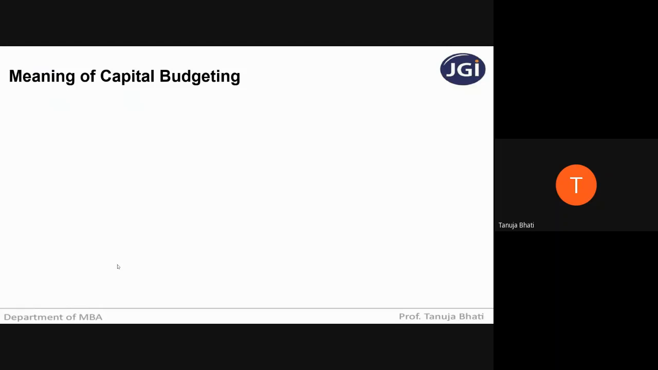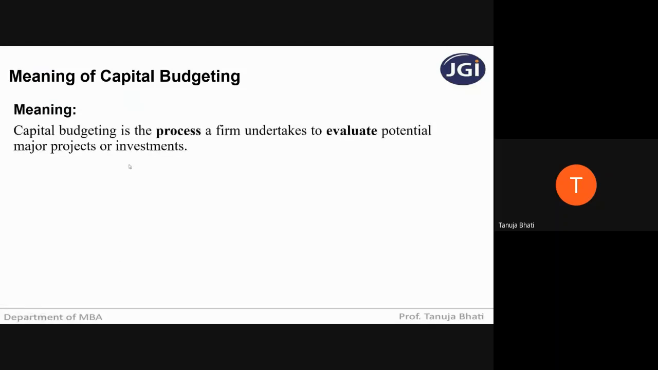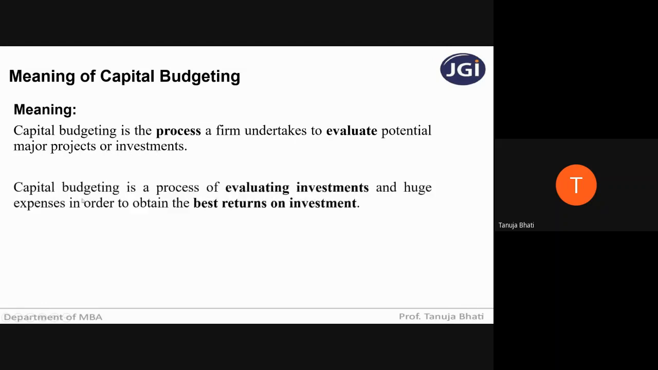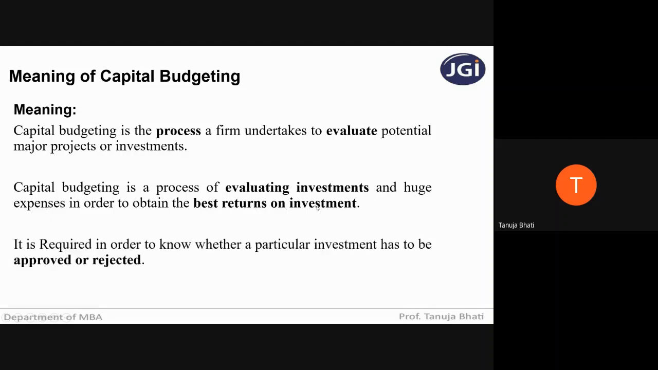Let us understand what is the meaning of capital budgeting. Capital budgeting is the process a firm undertakes to evaluate potential major projects or investments. Capital budgeting is a process of evaluating investments and huge expenditures or expenses in order to obtain the best returns on investments. It is required in order to know whether a particular investment has to be approved or rejected.